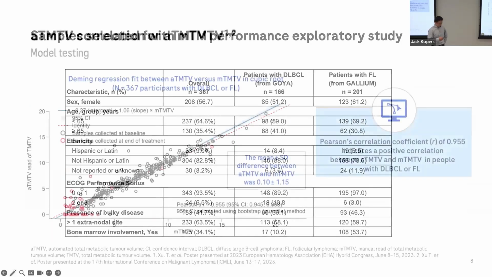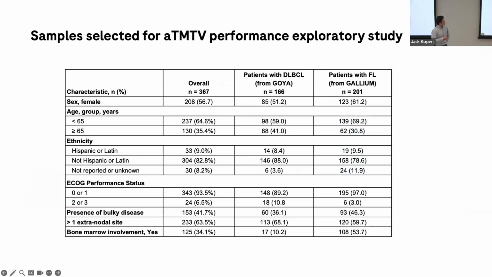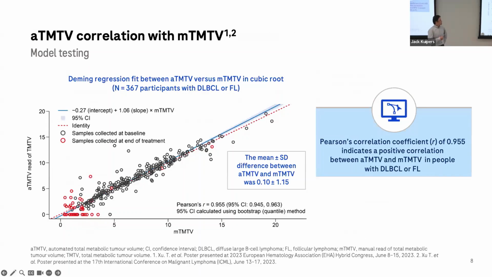There are too many numbers, so I would just go through that very quickly. We tested 166 patients from Goya and 201 patients from the Gallium study. It covers a wide range of disease stages, as well as different types of disease, like whether there is involvement of bulky disease, number of nodal sites, bone marrow involvement, and so on. So here I will just show some results from the evaluation.